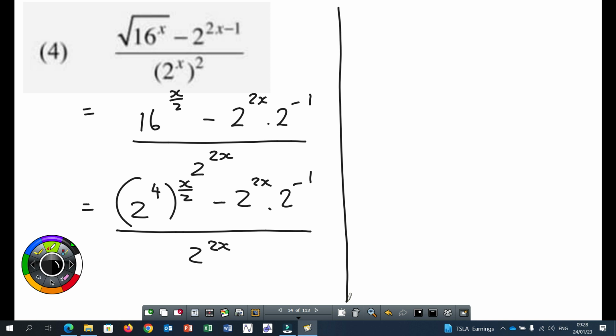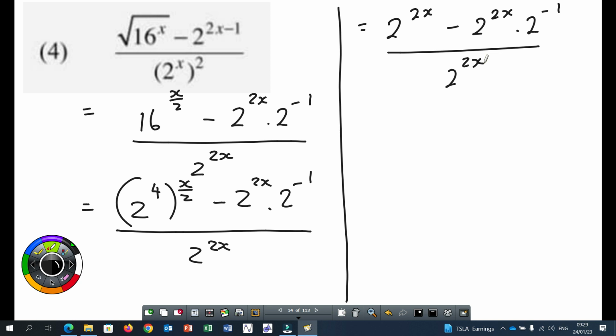Then from here, we remove the brackets. If I remove the brackets, I'll get 2. Now here, 4 times x over 2 is going to give me 2x. So this becomes 2 to the power of 2x minus 2 to the power of 2x times 2 to the power of minus 1, all over 2 to the power of 2x. Now in the numerator, what's the common factor?